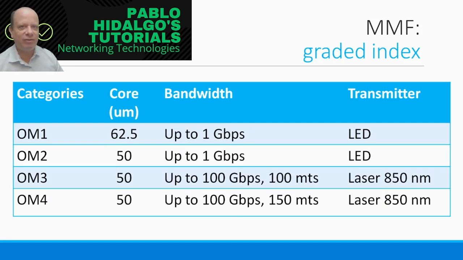OM1 and OM2 cable are not suitable for today's higher speed networks. This multimode cable is traditionally orange. Both OM3 and OM4 are designed for use with 850 nanometer lasers and have aqua sheaths.